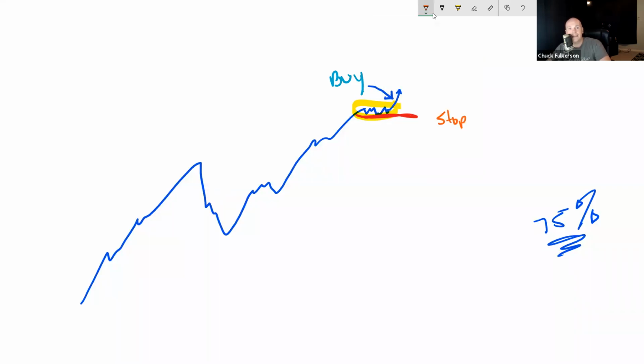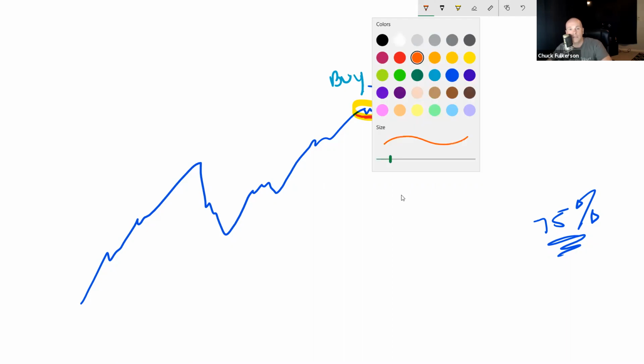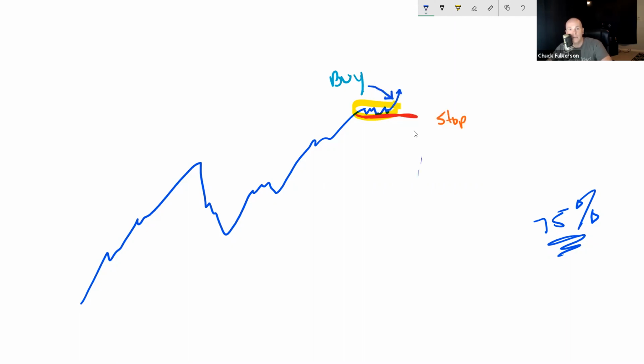And the next day, the company announces earnings, and it goes down and does this. Where do you get out? Do you get out at your stop? What do you think? Do you get out at your stop loss in this instance? No, you're out down here or lower, because your stop loss is typically a market order.